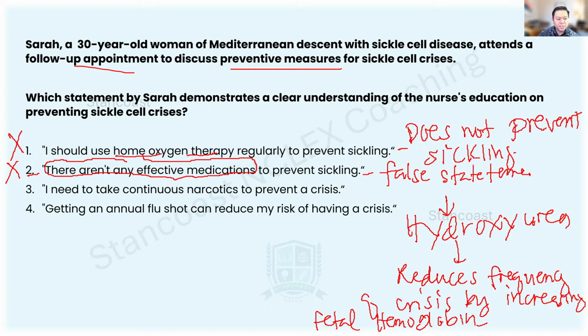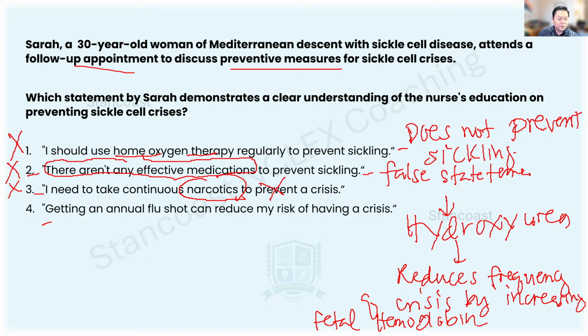What about 3? I need to take continuous narcotics to prevent a crisis. Well, it doesn't. The narcotics will not prevent. That's wrong. So getting an annual flu shot can reduce my risk of having a crisis is our answer. All right. We already emphasized that one earlier in our pre-exercise lecture. So those infections, especially like the flu, will be prevented by the annual flu shot as well.